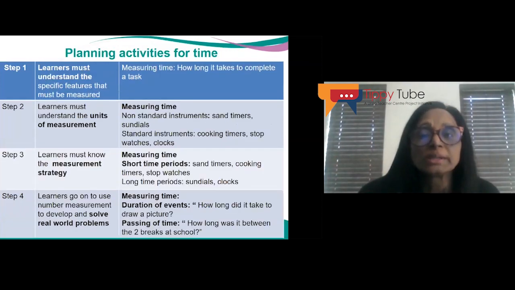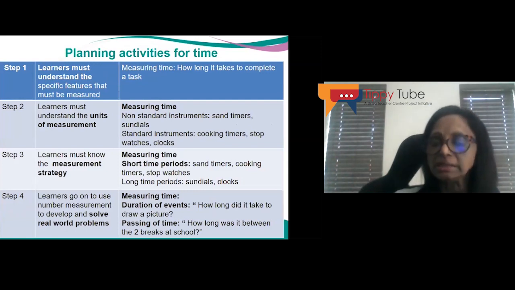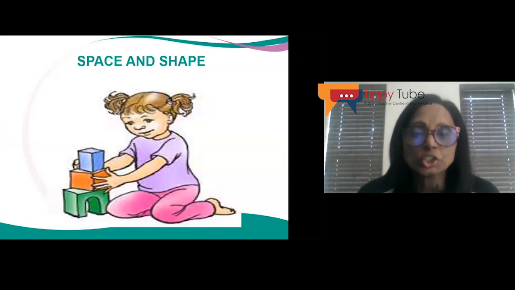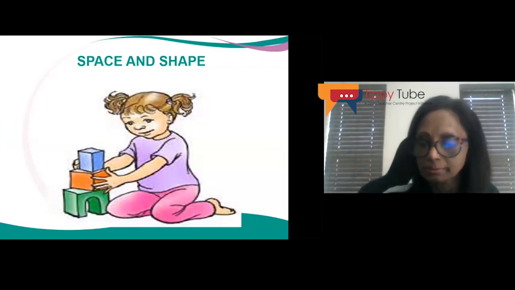Now, let's look at time. The concept of time will be covered in the same way. And students, I want you to read this for yourself. Let us now move on to space and shape as the next topic. Okay.